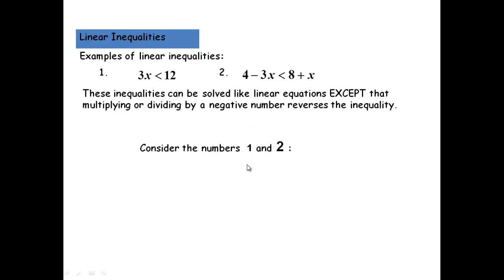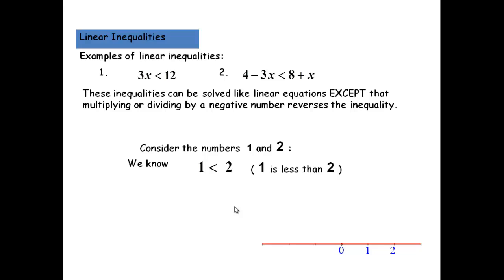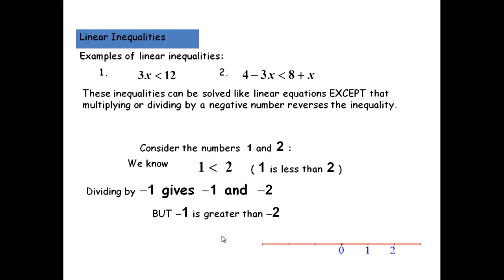Why is this the case? Well, if we consider the numbers 1 and 2, obviously 1 is less than 2. If we divide by -1, we get -1 and -2, and obviously -1 is greater than -2. Looking at this number line here illustrates the fact, doesn't it? So our inequality sign reverses.